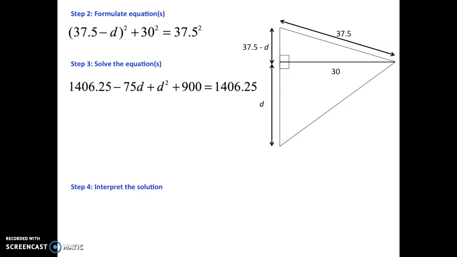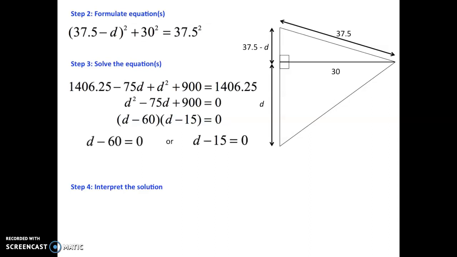And you notice that there's 1406.25 on both sides of the equation, so you can cancel both of them out. And you'll be left with this, d squared minus 75d plus 900 equals 0. So to solve this, you have to factorize, and you should get (d minus 60) times (d minus 15) equals 0. So we have d minus 60 equals 0, or d minus 15 equals 0, which gets us to d equals 60 or d equals 15.